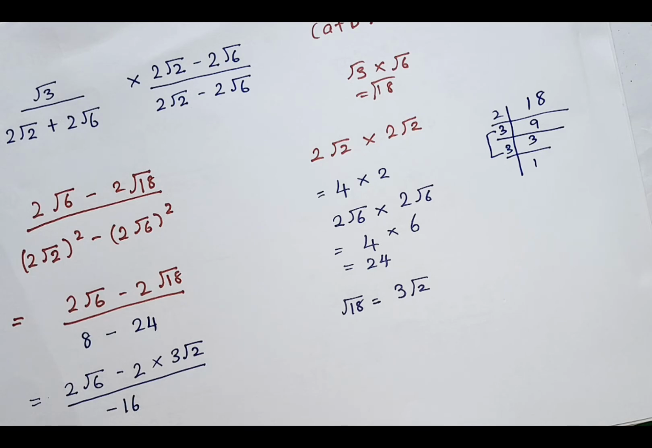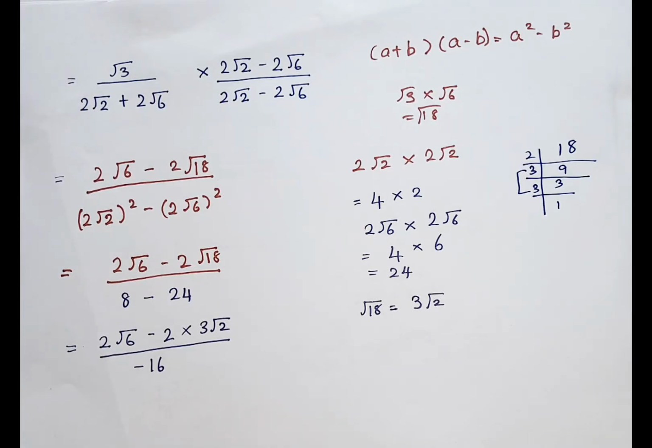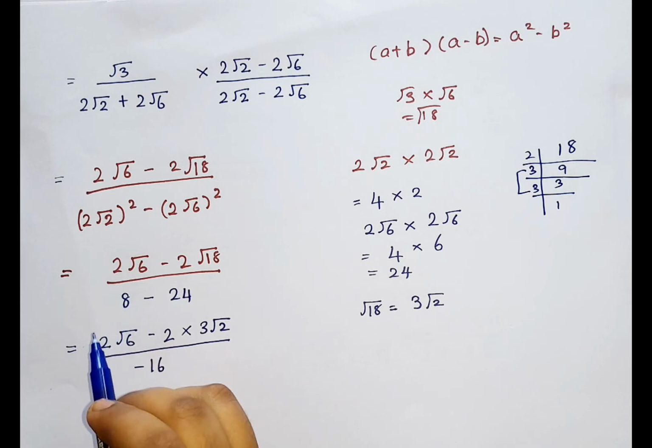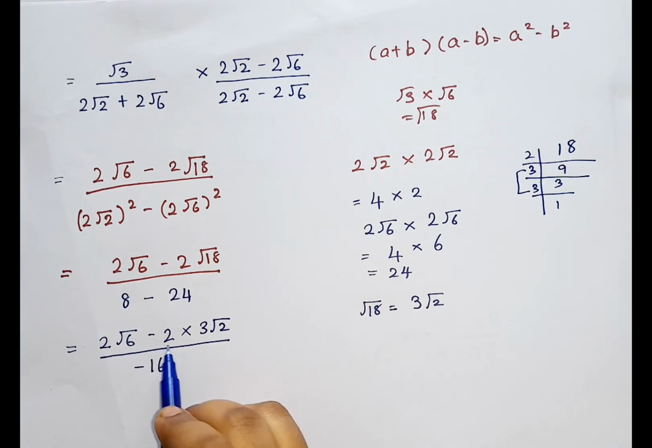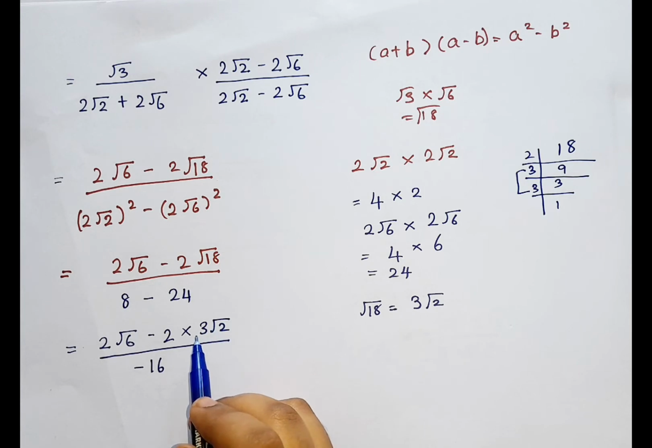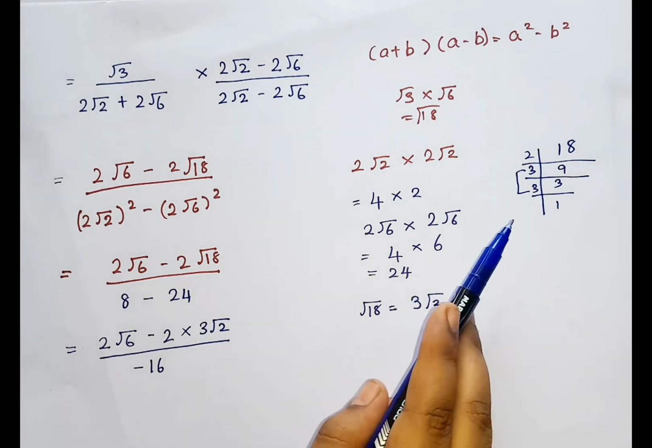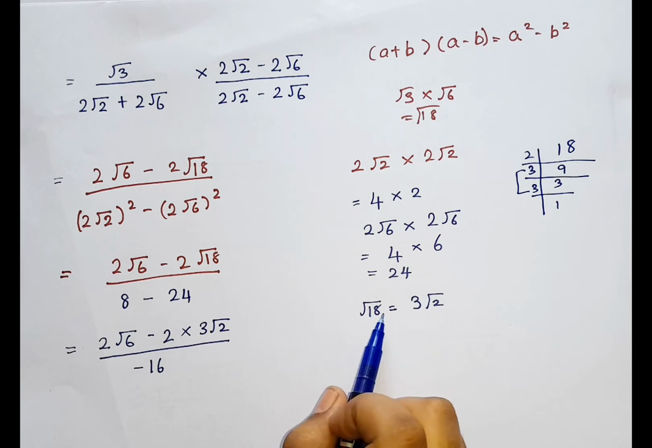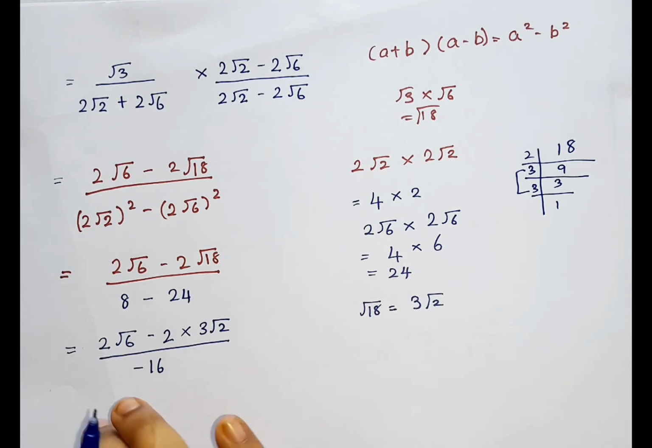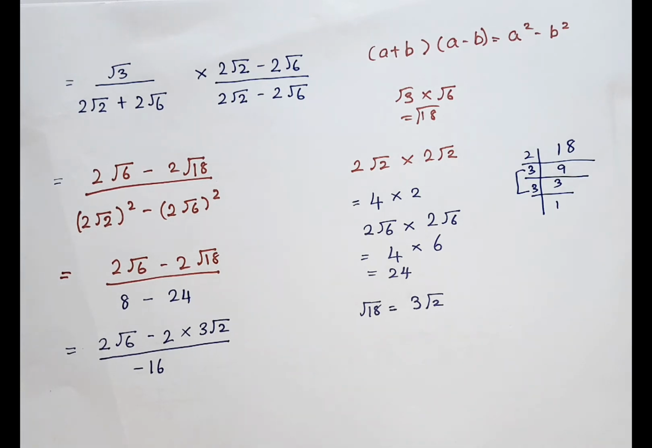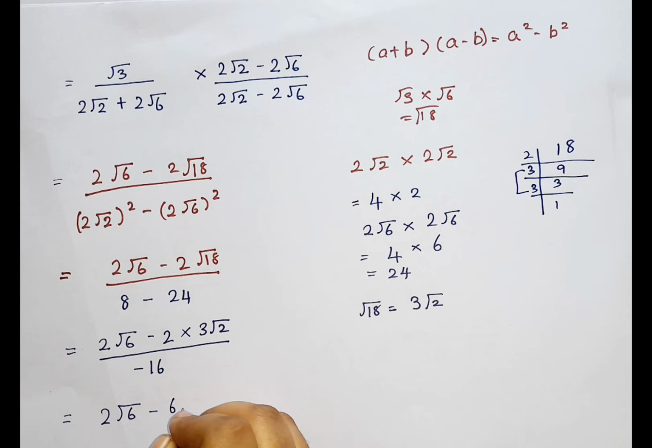Okay guys, if it was not visible, I'm sorry, now we can see, right? So I just wrote 2 root 6 as it is, and minus 2 into 3 root 2. How did I get 3 root 2? When you just take factors of root 18, that is the value we get. So now I got something like this. Now we are supposed to solve further. So is equal to 2 root 6 and 3 2s are 6, so 6 root 2 and then divided by minus 16.